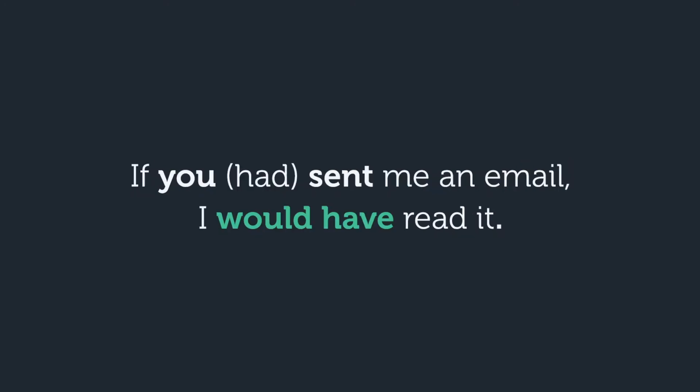Quick note, a lot of times us Americans get pretty sloppy with this particular construction, and instead of using had in the if part, we'll just use the simple past. If you sent me an email, I would have read it. This still means that you did not send it to me, and I'm imagining what I would have done if you did. If you're ever confused, just look at the would to see if it's there with have. If it is, then we're probably talking about something that did not happen in the past.